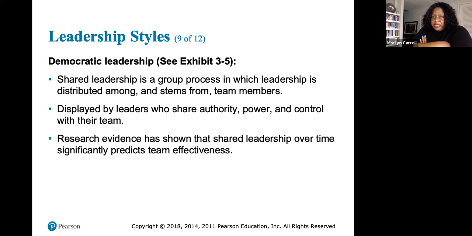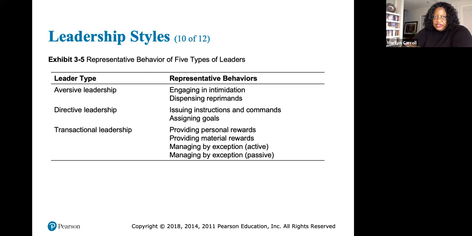Democratic leadership, and that's shared leadership, is a group process in which leadership is distributed among and stems from team members. That's democratic leadership. So we all get to play a role. It's displayed by leaders who share authority, power, and control with their team. Now, there's research evidence that has shown that shared leadership over time significantly predicts team effectiveness because everybody is taking a stake in it and we're all in this together. And therefore, the leadership is all of our responsibilities at various times. I just need to know when my turn is on this leadership.